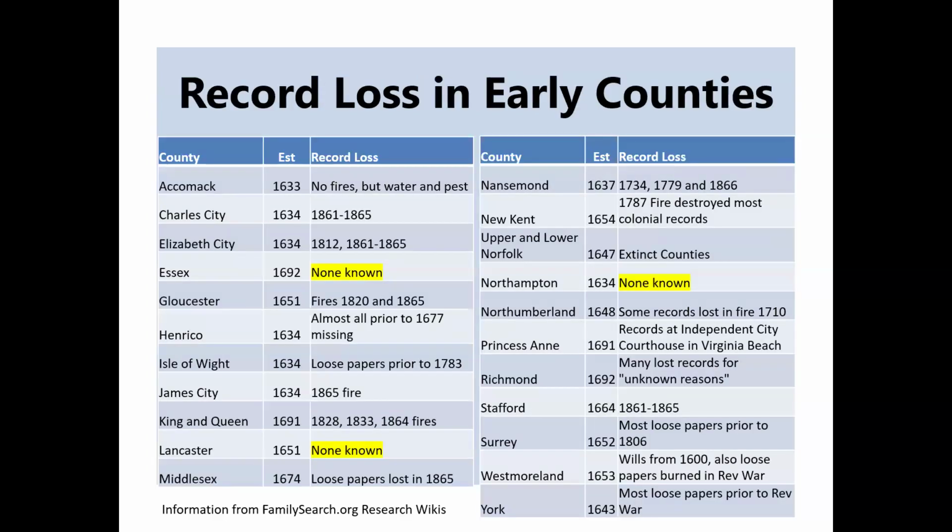Here I have a very lengthy table. This table is in its entirety in the syllabus, showing the record loss in the early counties. As you can see here, there are very few that don't have record loss. A lot of them, unfortunately, stem from actions of the Civil War, but there are other things like fires and floods and whatnot. So this is a really important list if you are looking for something to know if records are going to survive.